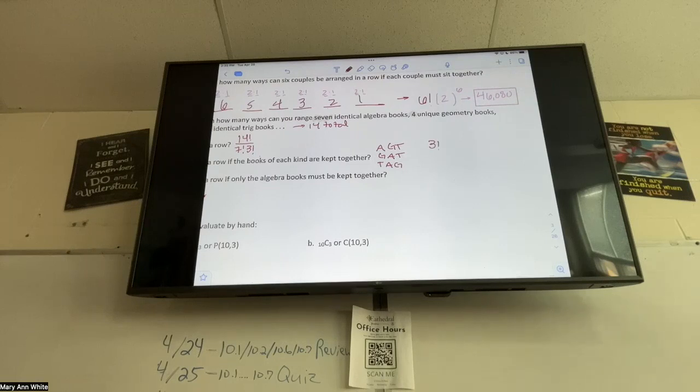Right? Then we're going to zone in on each subject. So let's think about algebra. How many algebra books are we trying to put in order? 7. So once we decide what order they go in, then algebra, there's 7 factorial ways to put all those books in order. How many for geometry? 4 factorial. And then what about for trig? 3 factorial. Okay. All of that is in my numerator. We had to deal with the subjects first, and then individually in each subject, we did the algebra books, the geometry books, the trig books.